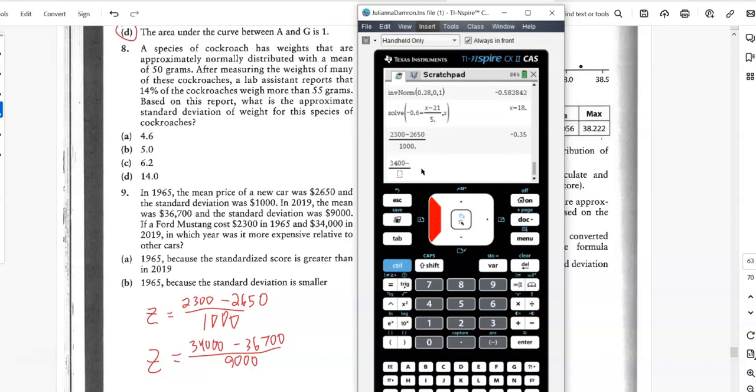Oops, 34,000. Yeah, that'd be nice if the car was only that much. I remember when I was young, a new Mustang was less than $10,000. I remember that. Okay, so which one?